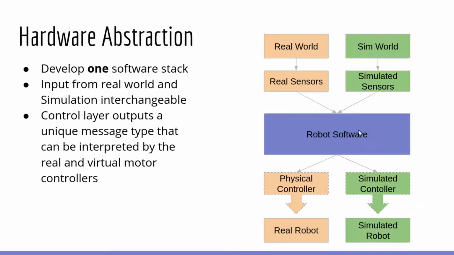Similarly, if it outputs some control information and there is a physical controller and a simulated controller that can consume that general information, it again doesn't really care if it's in a simulation or a real robot, and it can be interchanged between both of them. And so you can mix and match these blocks using the same exact robot software.